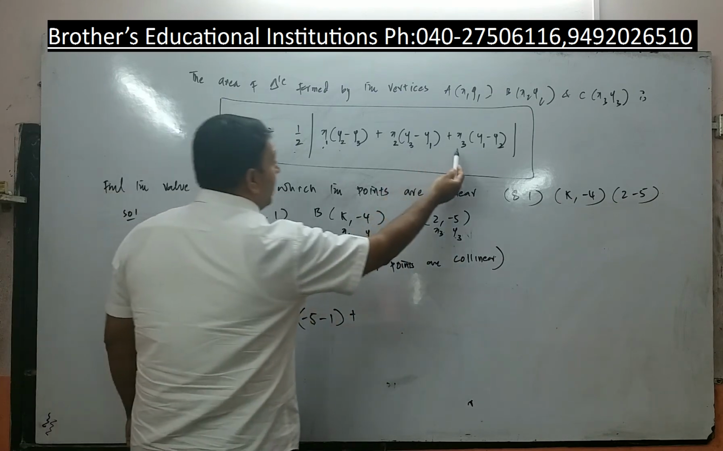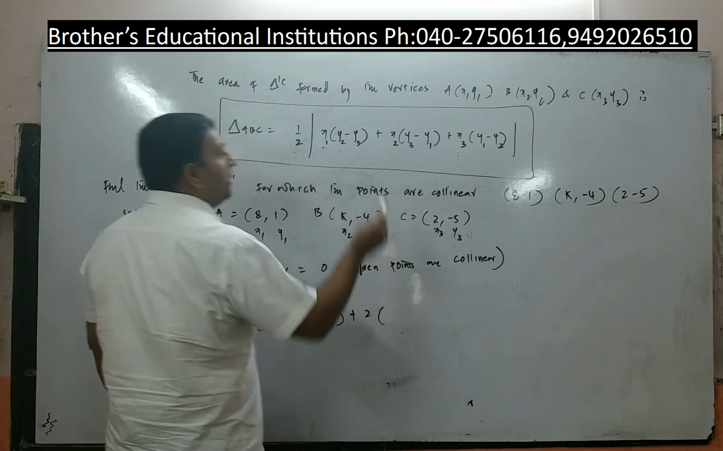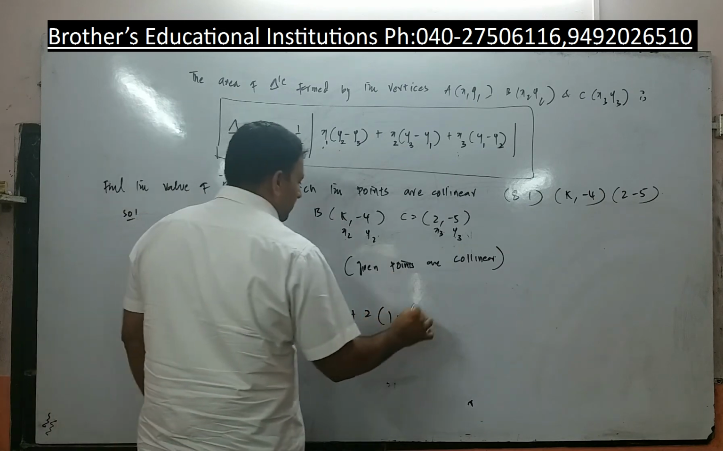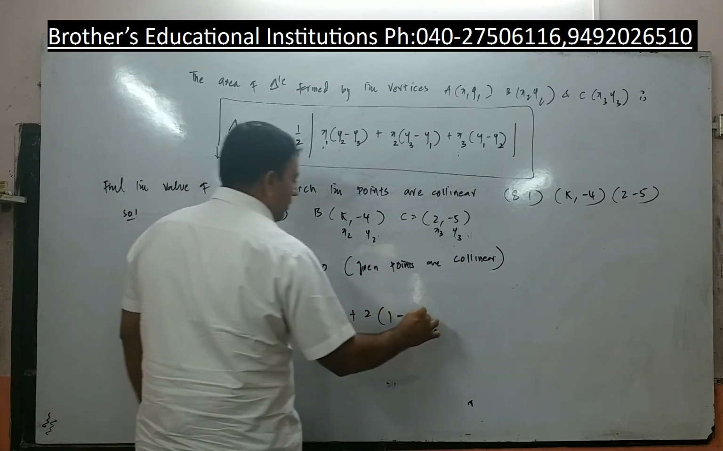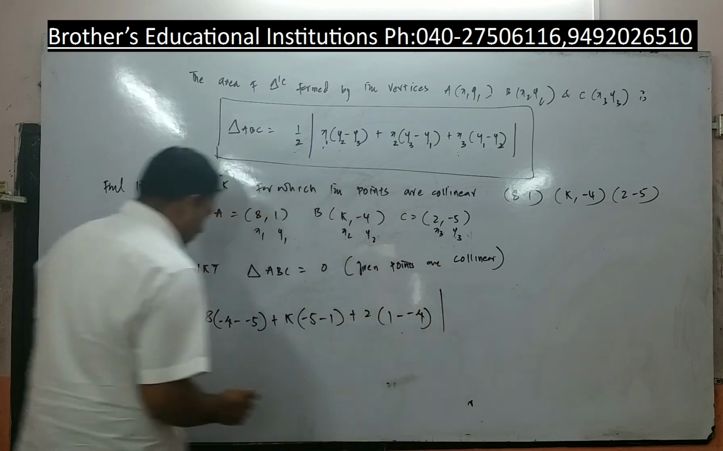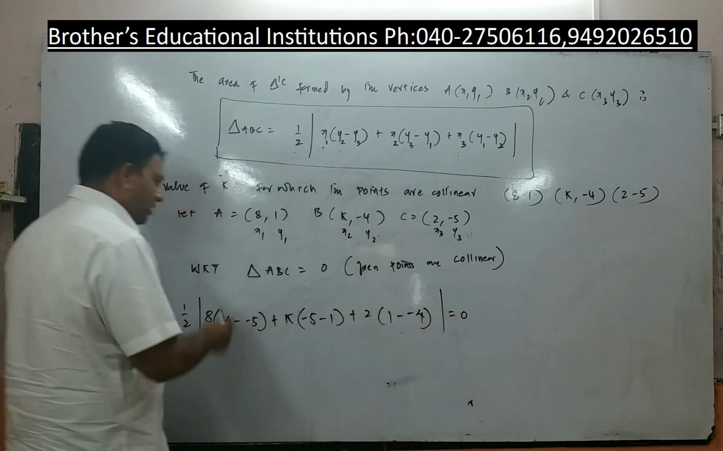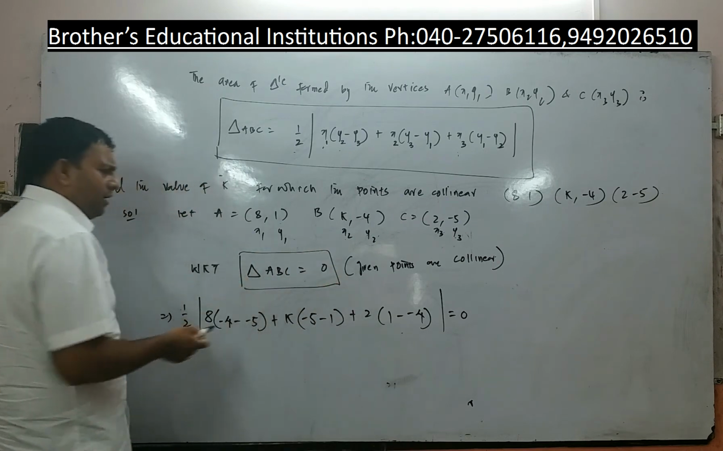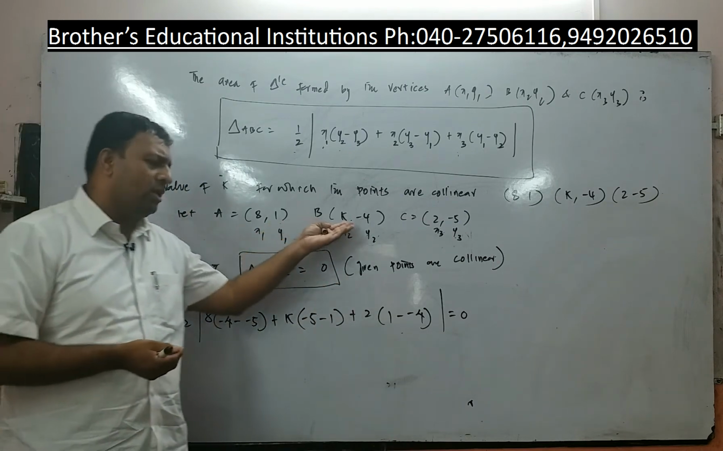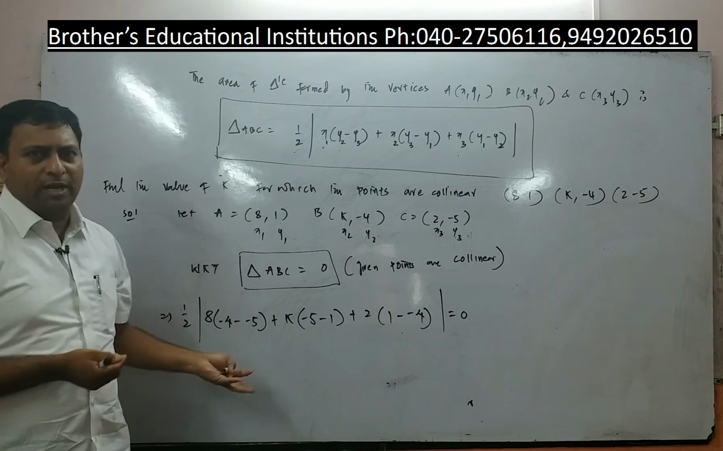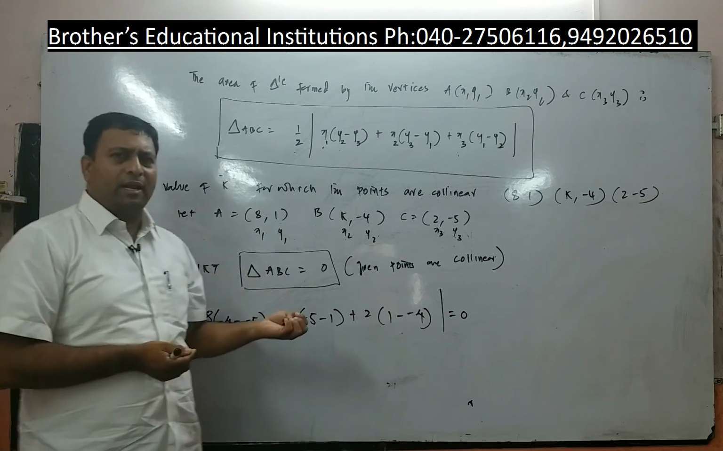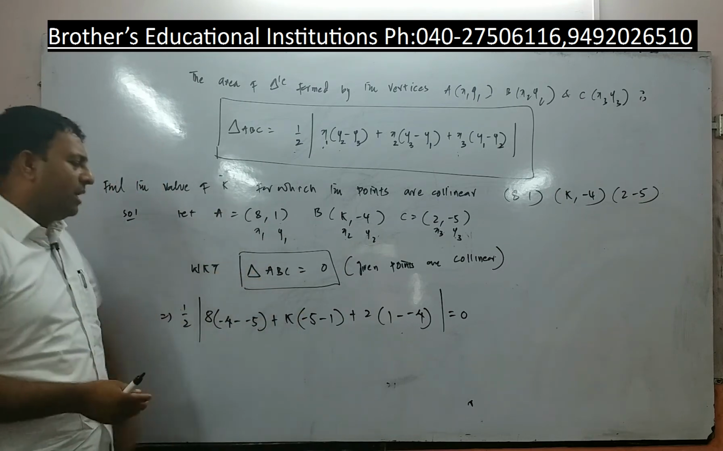Now we are going to write x3. What is x3 value? 2, into y1. What is y1? 1. Minus y2. What is y2 value? Minus 4. Brackets close. So this area is equal to what? 0. Now this is a condition. Remember always, whenever there is an unknown quantity, there has to be a condition, and your job is to extract the condition and put the formula. You get the unknown quantity.